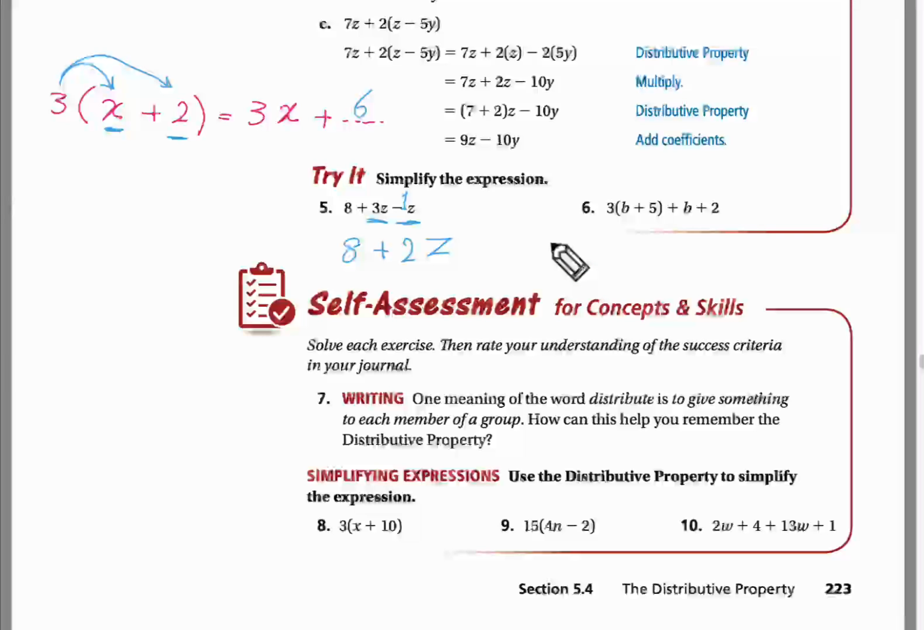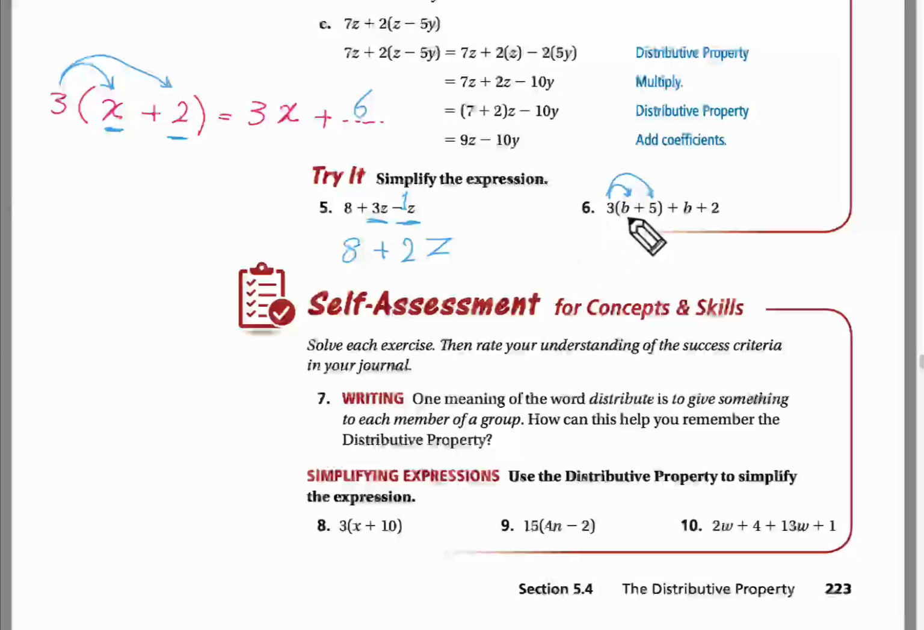Welcome, Ali Omar. Yes, teacher. In the next question, Ali, we have 3 multiplied by the quantity b plus 5 plus b plus 2. So we need to simplify the expression. So we should first start by multiplying 3 by the first term and the second term. Okay, let's do it.